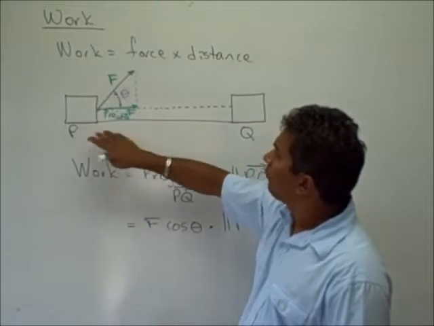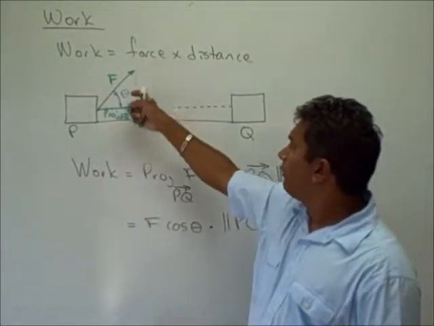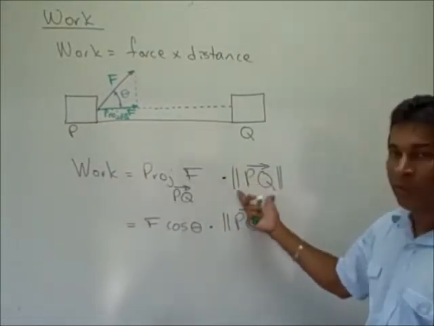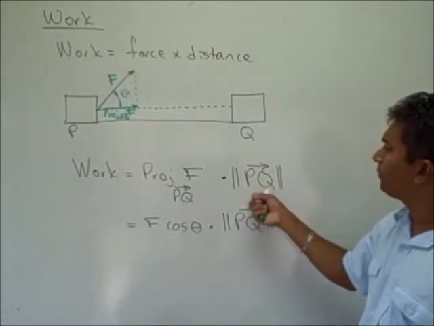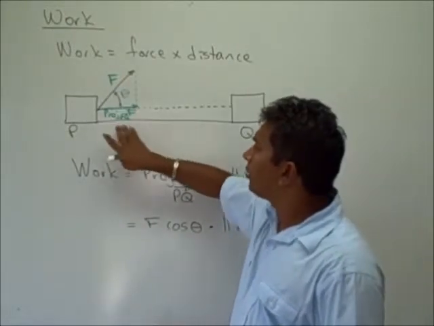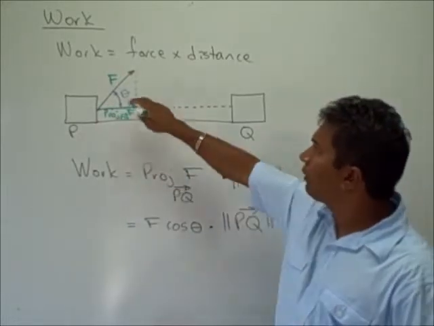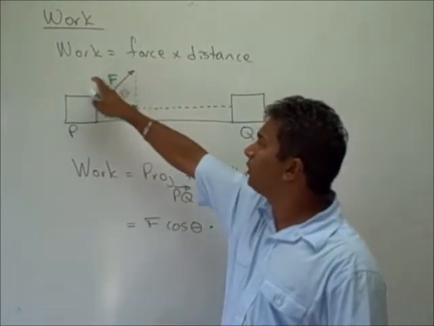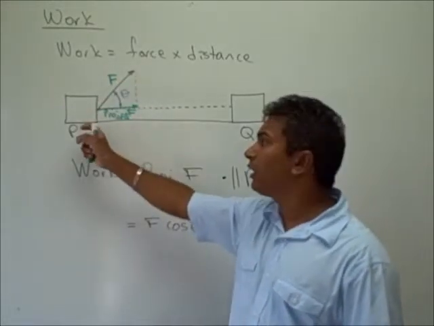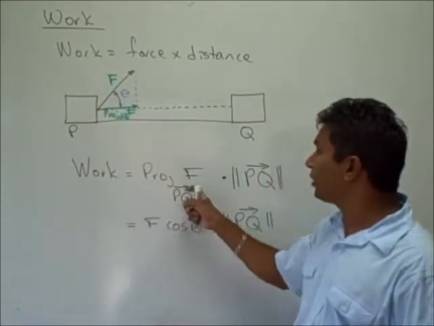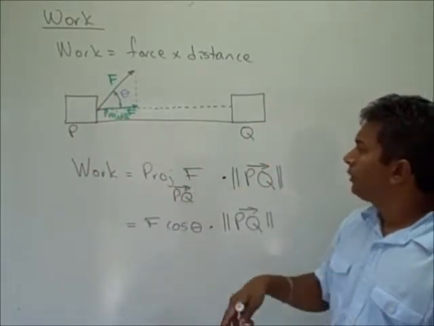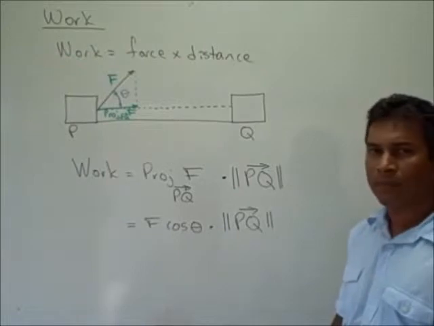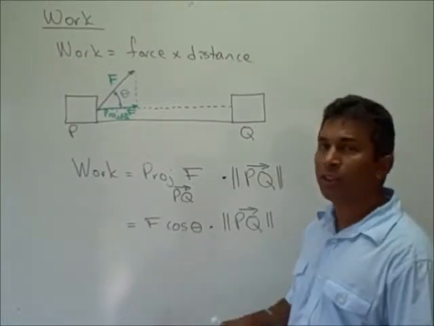So work is then equal to the projection of F onto PQ, which is the horizontal component, times the distance P to Q, which is written as the magnitude of PQ. To find the projection of F onto PQ, we can do F cosine theta. Since we know cosine theta is adjacent over hypotenuse, F cosine theta will give us the adjacent side, which is the equivalent of the projection of F onto PQ. So now we have the projection times the distance, we can find the work done. Now we're going to look at an example that demonstrates this.